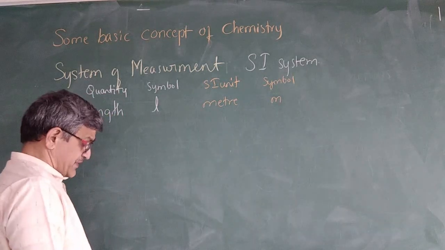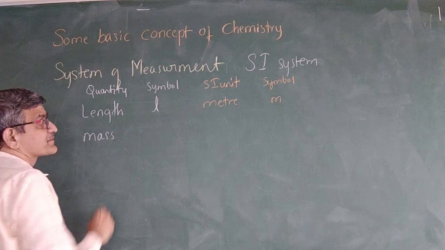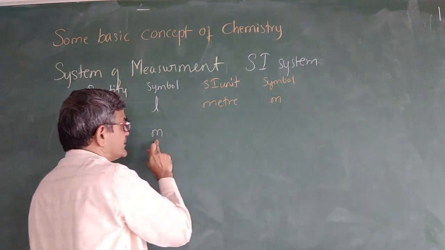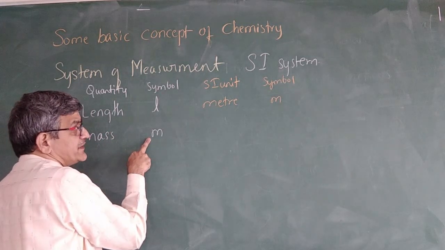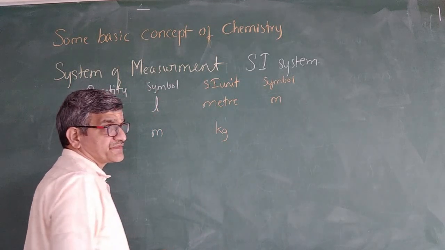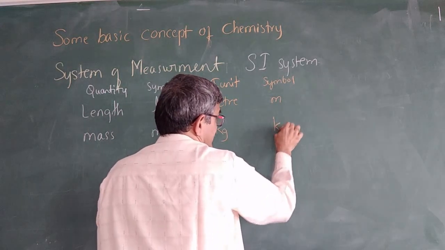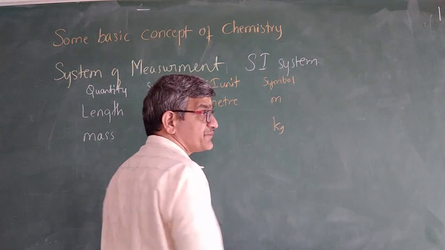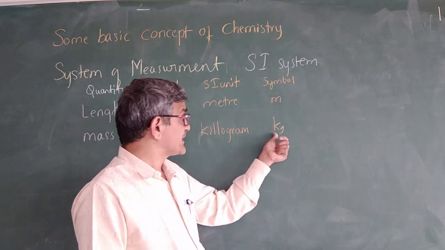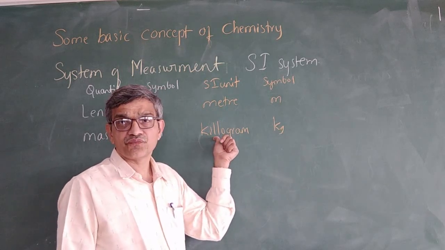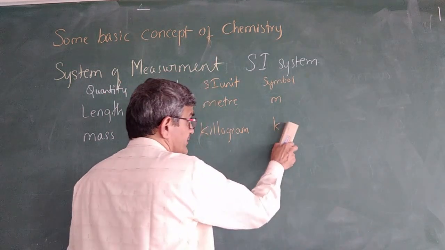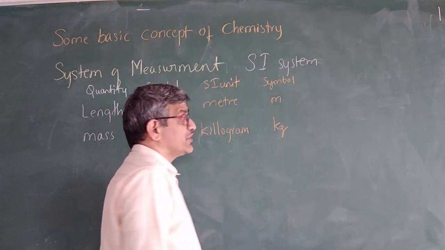Okay, length. Next is the mass. The mass symbol is different. This is also M, this is also M: the symbol of the unit, the symbol of the quantity. The quantity is mass, M. We say it in kg, with a small k. K means kilo, kilogram, kilometer. So the SI unit is the kilogram, and its symbol is kg.